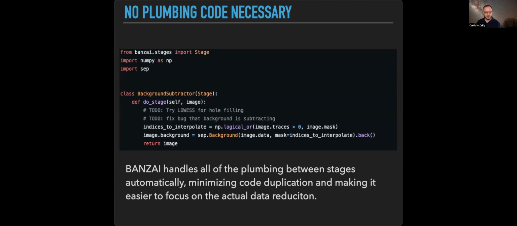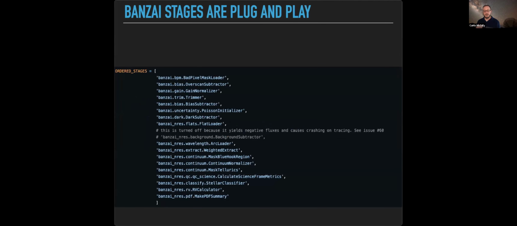You don't have to put everything else. And once you do that, the whole system is set up to be as plug and play as possible. And so all you want it to do, if you want to change out how we do any one stage of the processing, is you simply edit this list, and it's just a Python list, and choose a different one. So in fact, here I've taken out background subtraction because it's starting to do bad things with negative fluxes and over subtraction. And so this is a place I would say that still needs more development in BANZAI-NRES.